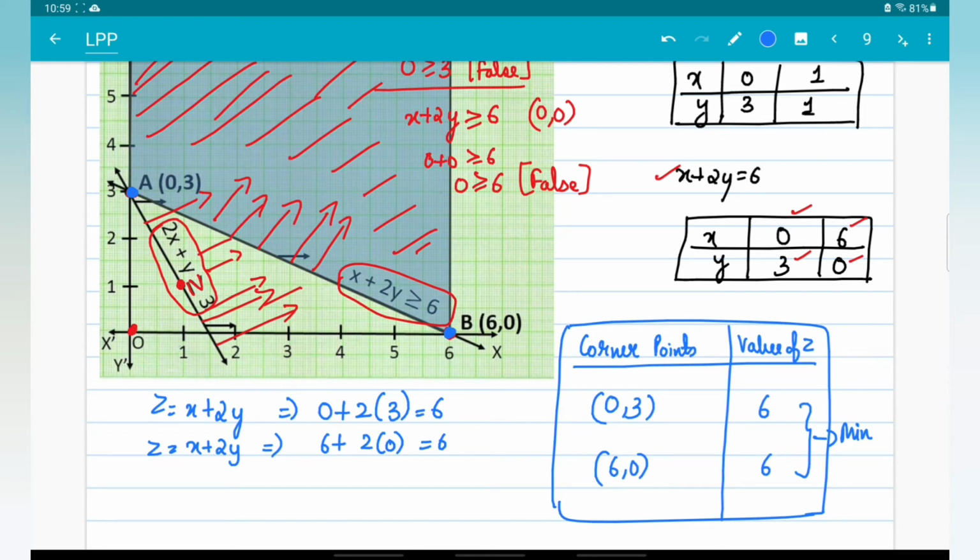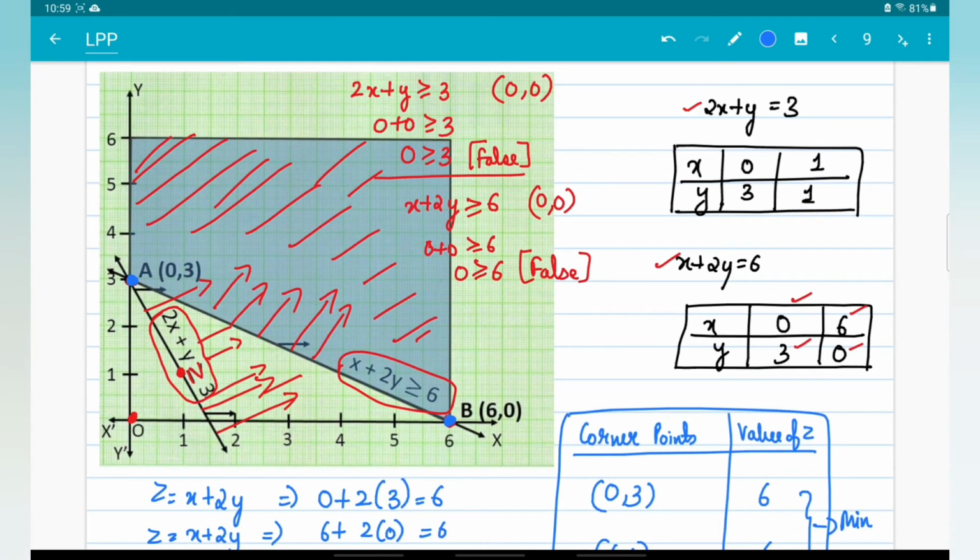But the problem here is that the graph that we got is of an unbounded region. So in this case 6 may or may not be the minimum value of z. So we have to check for that. Since it is an unbounded region, we have to do one extra step over here.